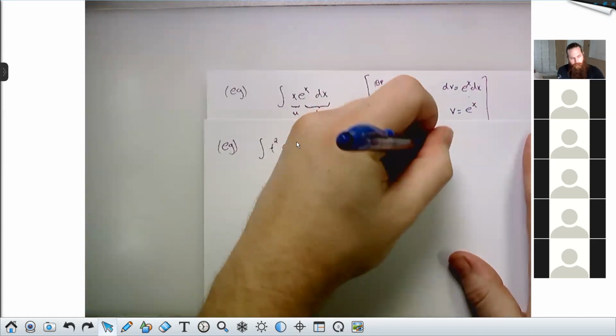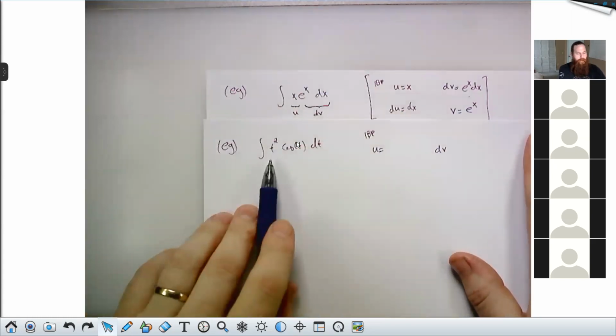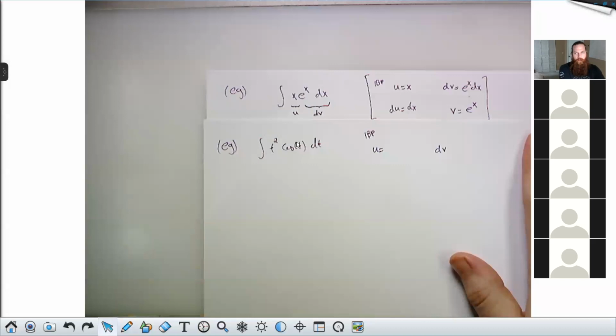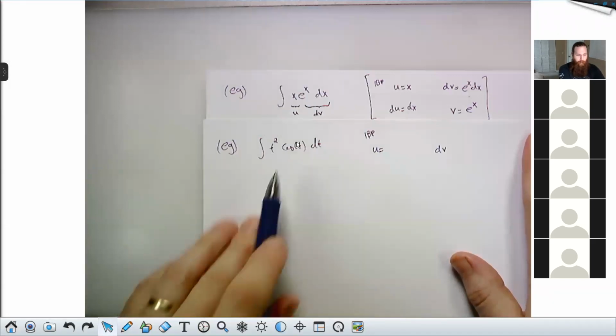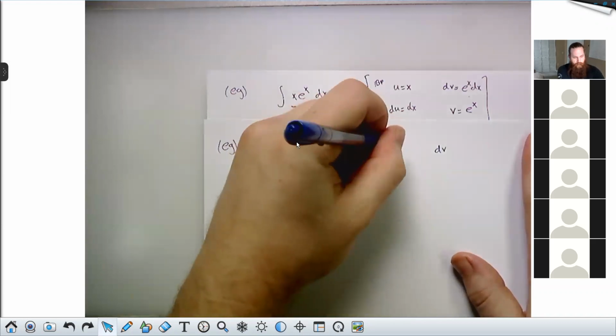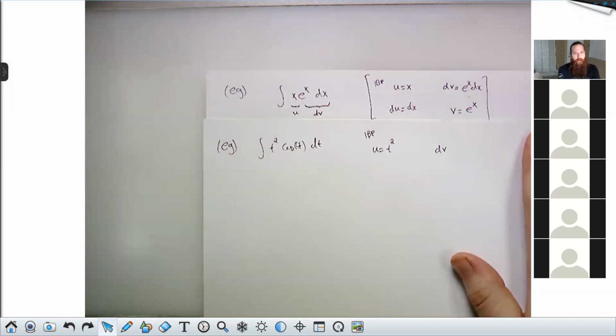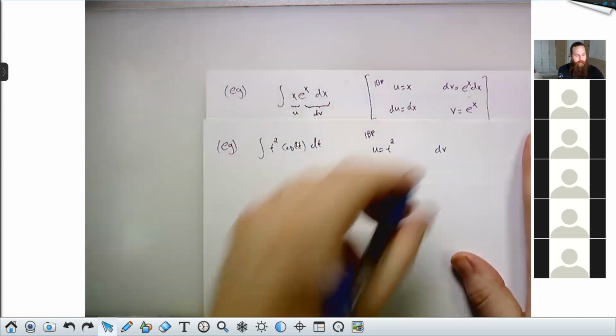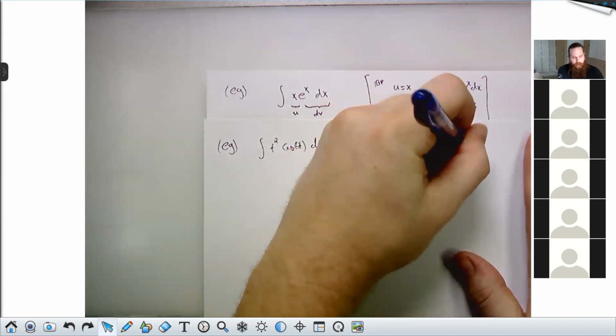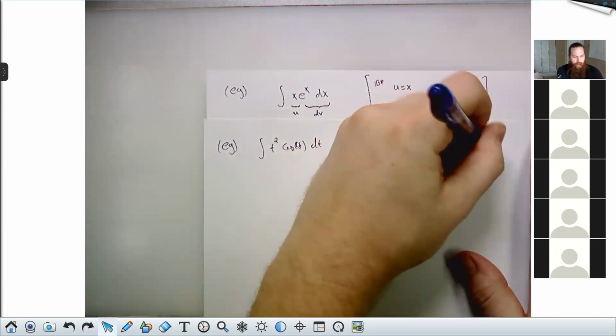And according to our LIPET rule, we'll pick u to be the polynomial piece, right? No logs, no inverse functions. But there is a polynomial. T squared is a polynomial. So I'll pick u to be t squared and dv to be everything else. That's cos t dt.